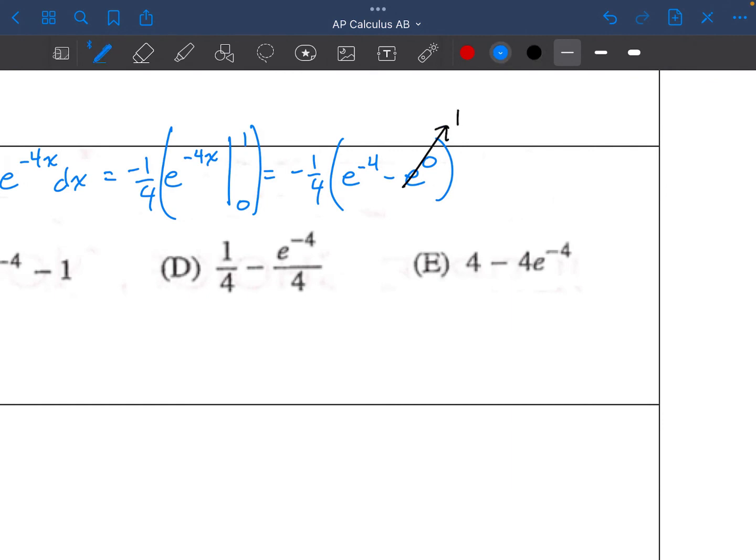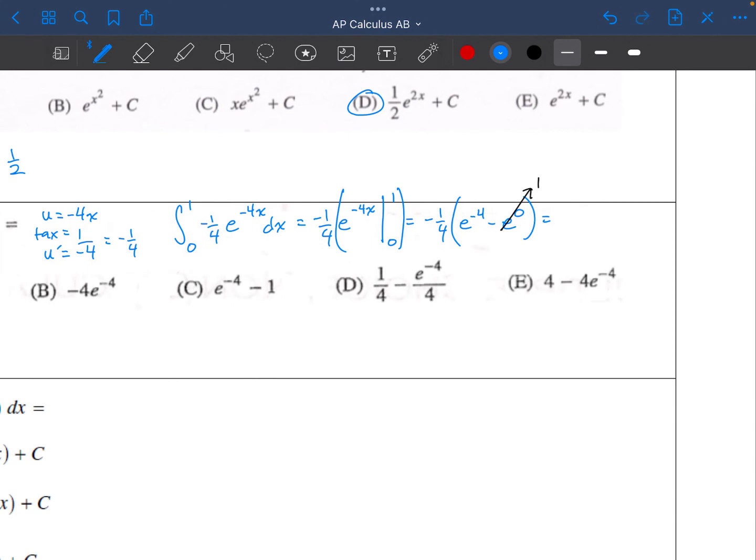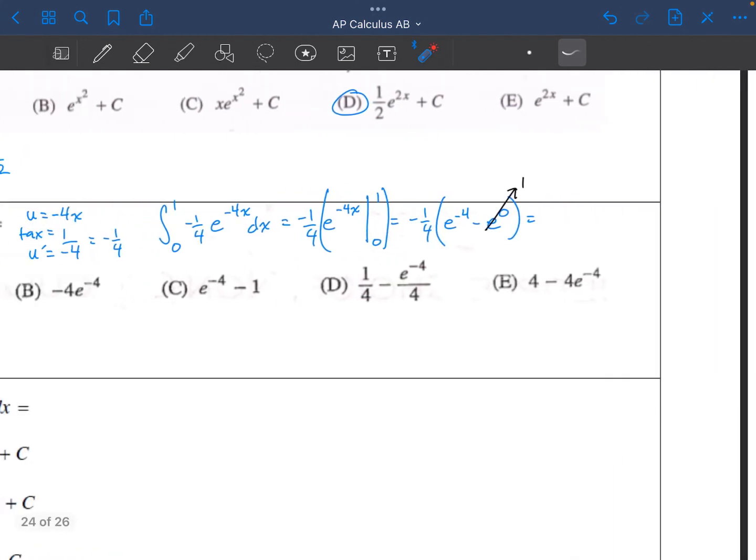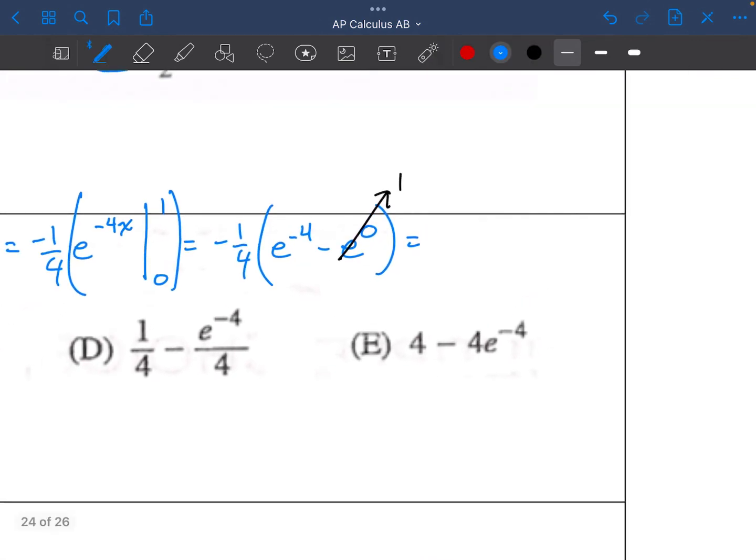So coming here, I'll distribute that negative 1/4, since it looks like a lot of these options are distributing that 1/4, and I guess that's probably going to be the answer. So I'm going to have negative 1/4 e to the negative 4, and then I'm going to subtract a 1. Oh no, I'm not going to subtract, because I have a negative times a negative, which is a positive. I'm going to say plus that 1/4, because again, I'm distributing. What's 1/4 times 1? It's 1/4. And it looks like that is going to be option D.